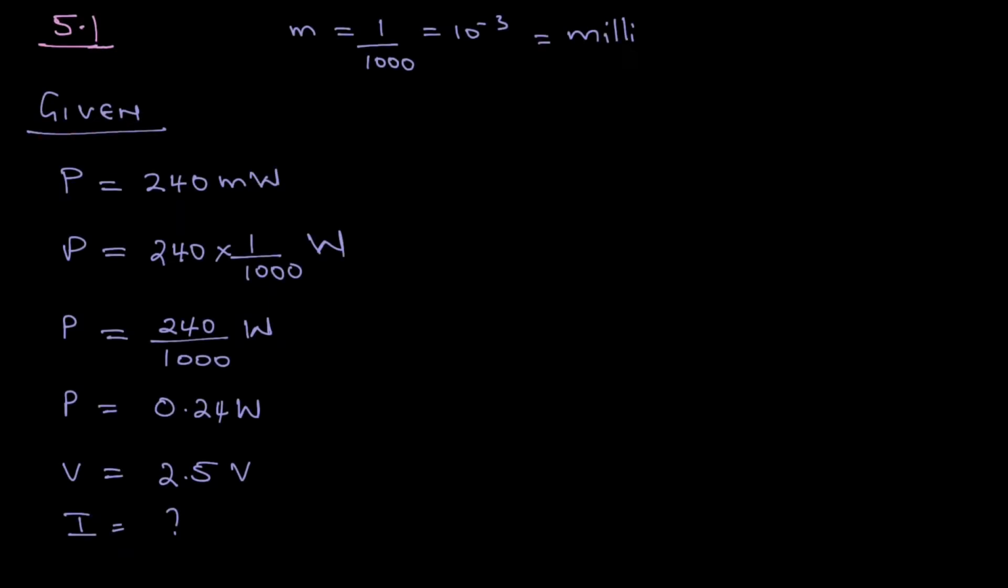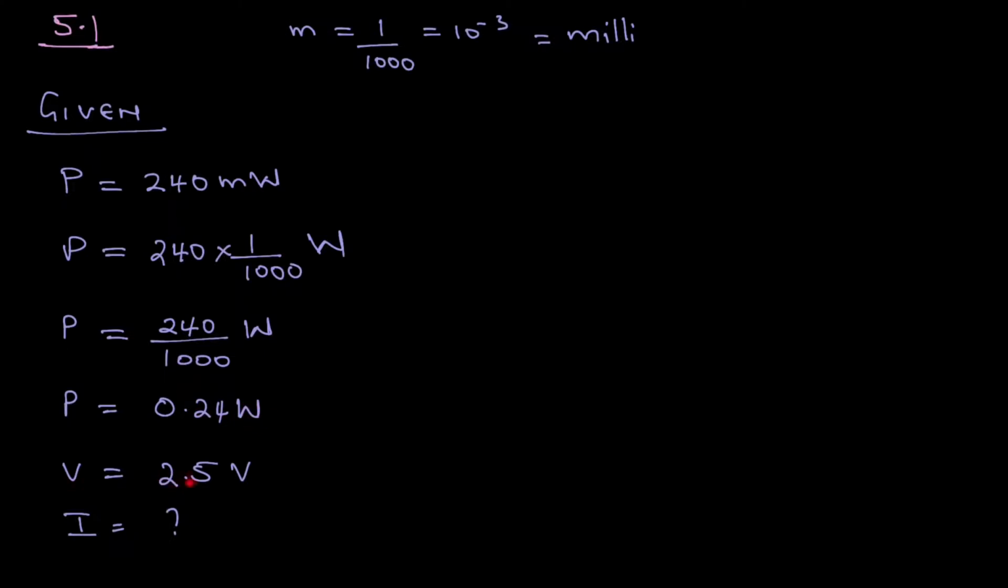So we're given the power equals 240 milliwatts, and that is 240 times 1 over 1,000. Milli is 1 over 1,000, which is 10 to the power minus 3. So I'm changing the m to 1 over 1,000, which becomes 240 over 1,000, and 240 over 1,000 is 0.24 watts.